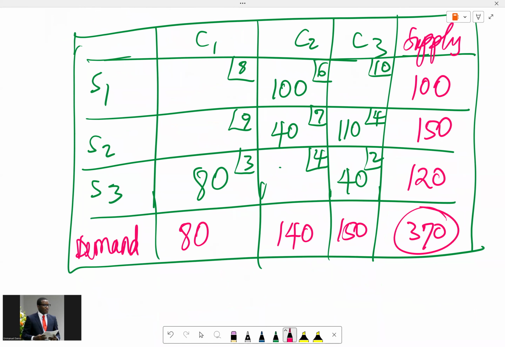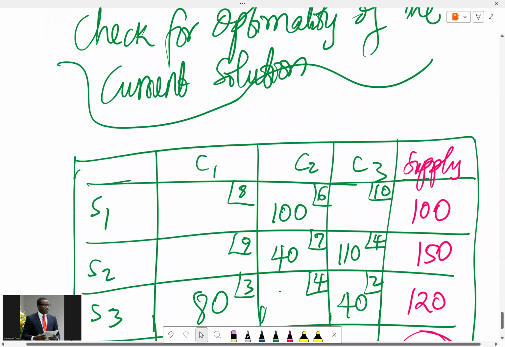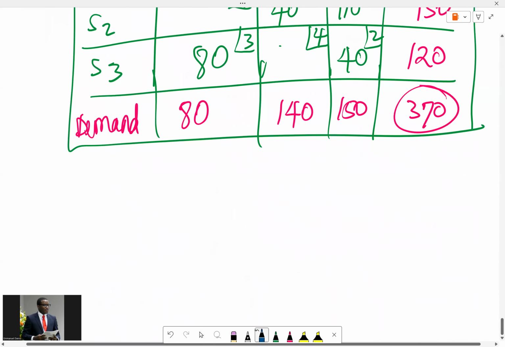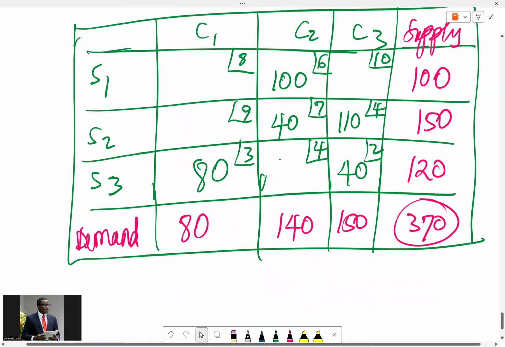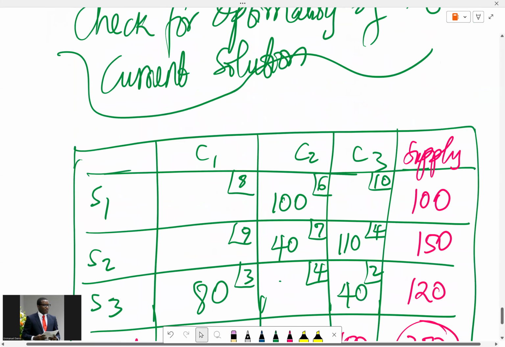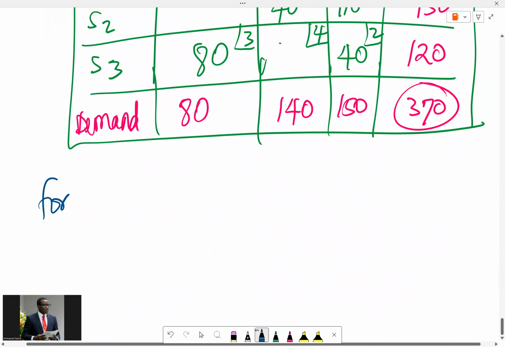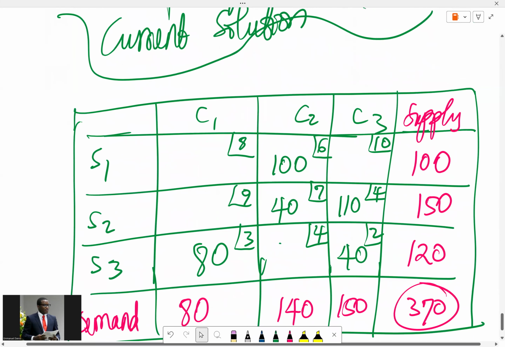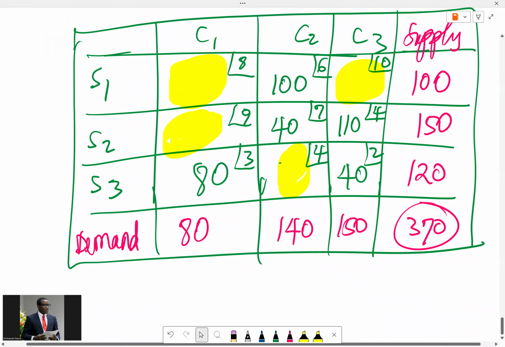So now we want to check again if we have optimality in place. So we have to check for optimality, right? Now we have new cells. The new cells that are empty are this, this, and this. So let's see how we can work around this.